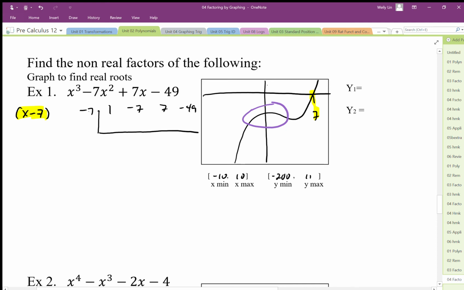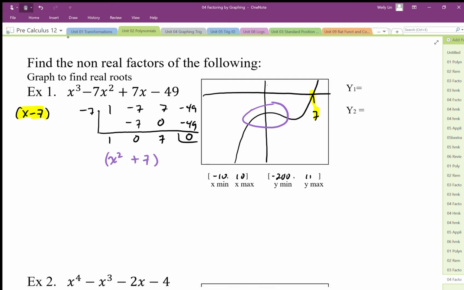So I'm going to take my negative 7, and I get my remainder of 0, which is exactly what I expect. And my non-real solution is a quadratic that looks like this, x squared plus 7. And that x squared plus 7 has no solution. There's no x's that make this equal to 0. So there's my quadratic non-real factor.